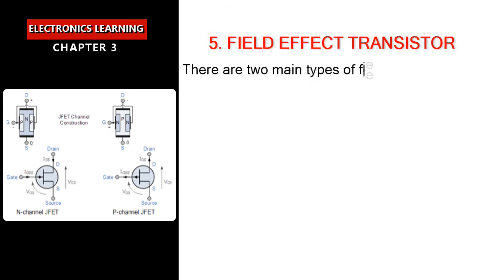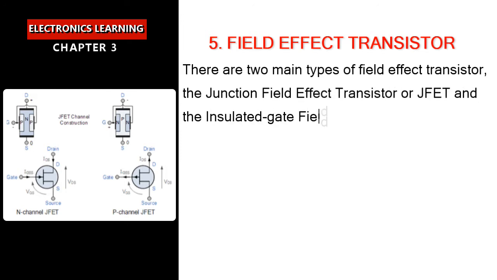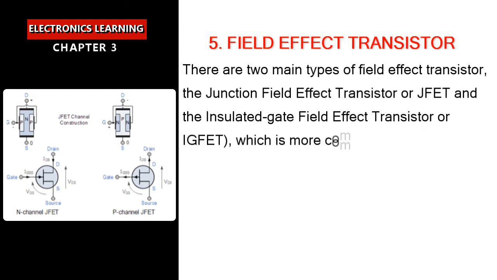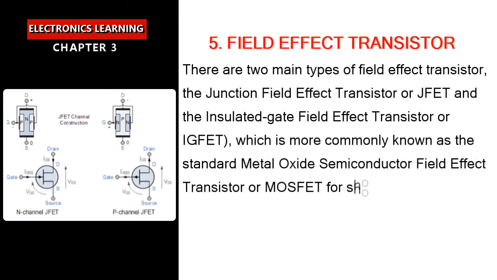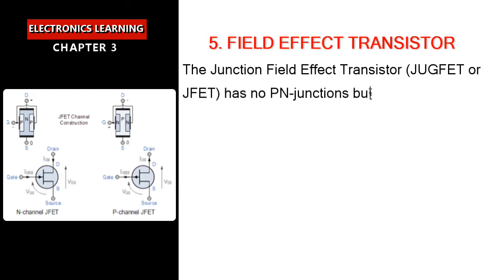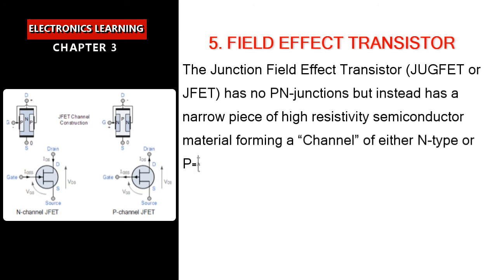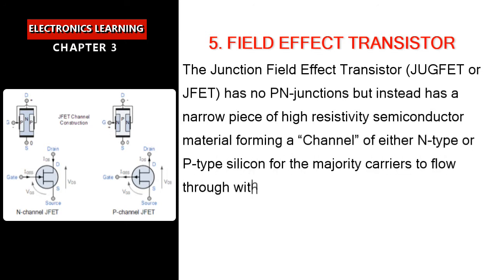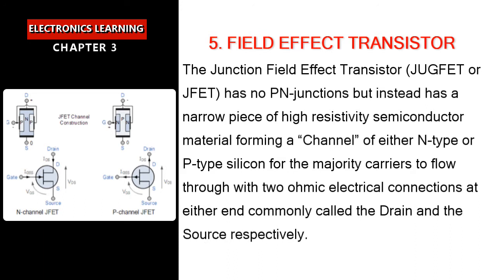There are two main types of field effect transistor: the junction field effect transistor, or JFET, and the insulated gate field effect transistor, or IGFET, which is more commonly known as the standard metal oxide semiconductor field effect transistor, or MOSFET for short. The junction field effect transistor has no PN junctions but instead has a narrow piece of high resistivity semiconductor material forming a channel of either N-type or P-type silicon for the majority carriers to flow through, with two ohmic electrical connections at either end, commonly called the drain and the source respectively.